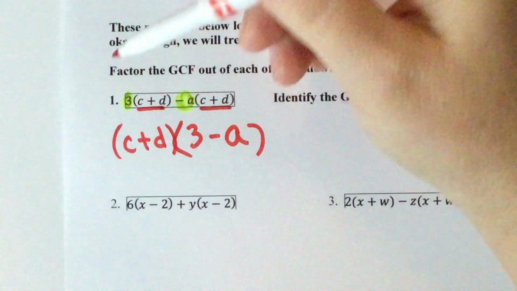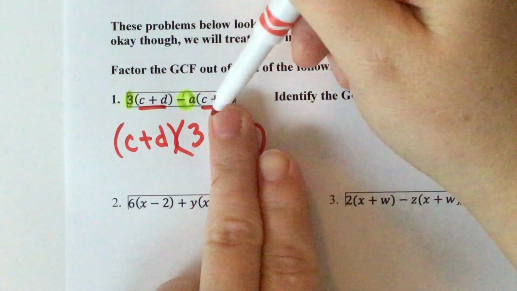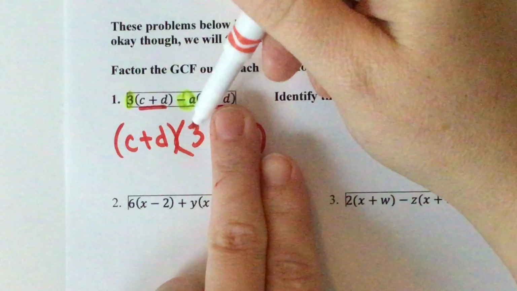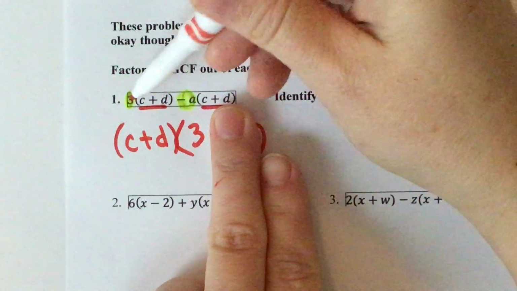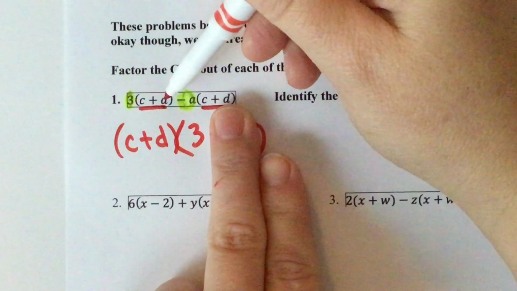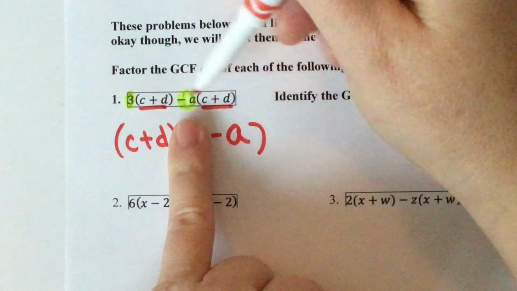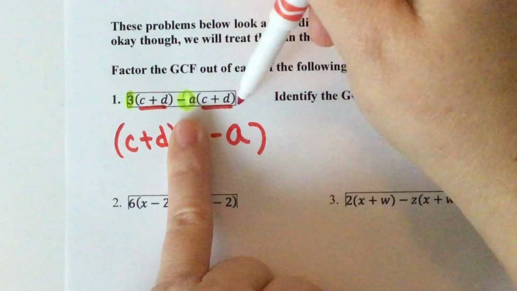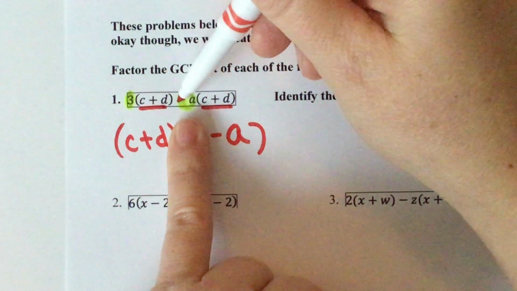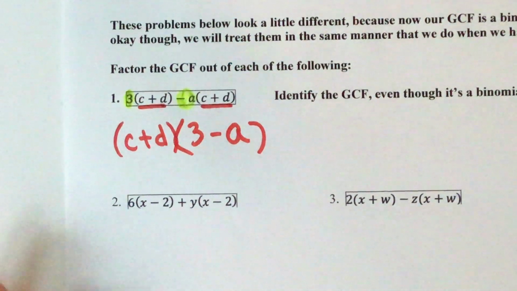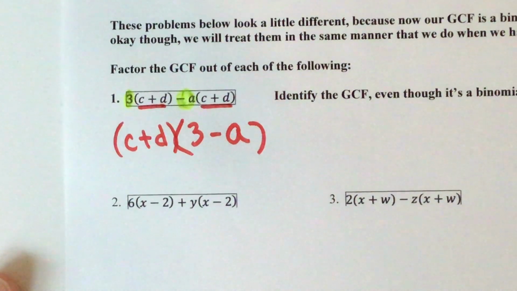So if I was to distribute this out, let's just say I started back here. I would take 3 times the c and 3 times the d. Well, that's what this is showing you. 3 times the c and 3 times the d. Well, then I'd have to take negative a times the c and negative a times the d. And that's what this is showing you. Negative a times the c and negative a times the d.